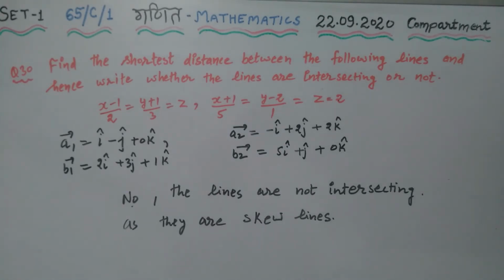So these two, because we have got the answer, the shortest distance we can find between the two skew lines, that is the reason we can say no, these two lines are skew lines, so they are not intersecting.